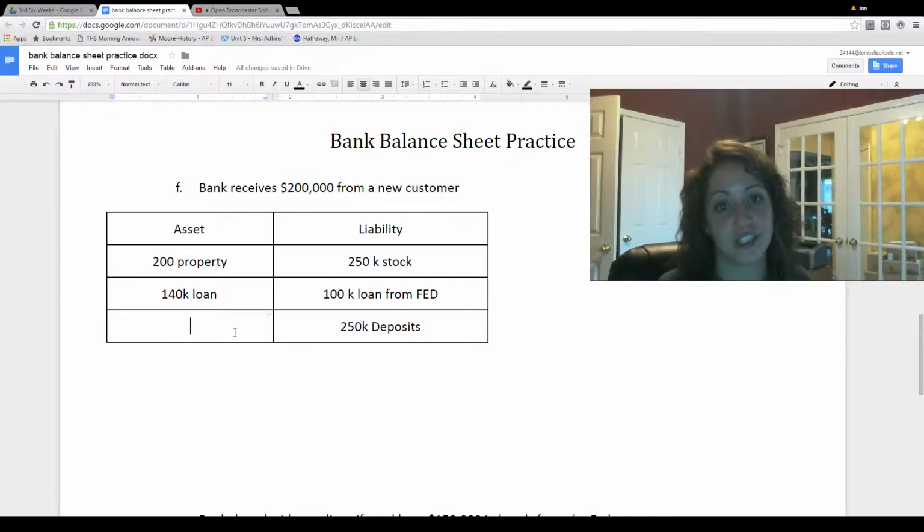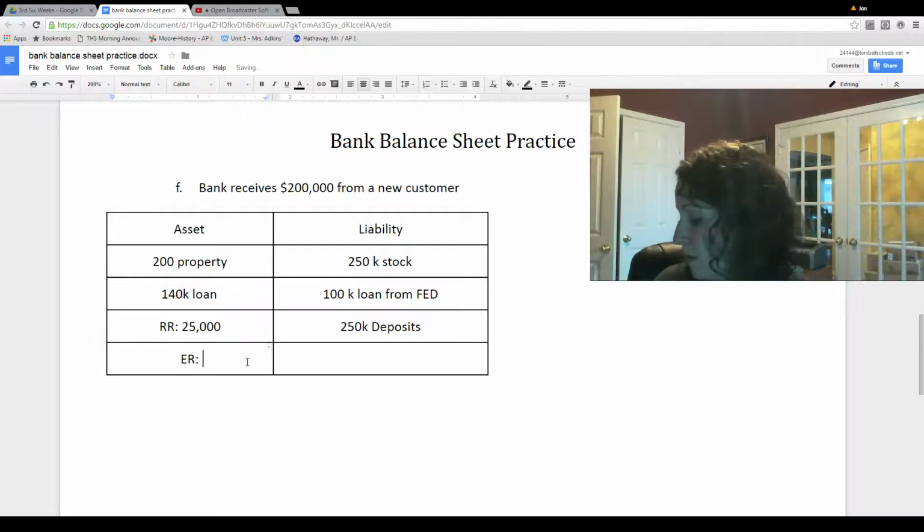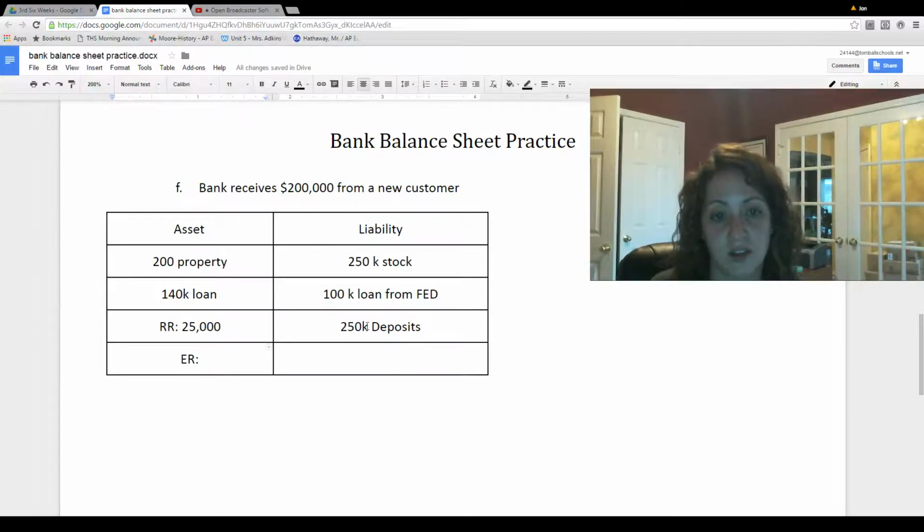But since we changed our deposits, we need to change our required reserves. Required reserves is going to be 10% of $250,000, which is $25,000. And excess reserves. Since I messed up on my numbers last time, I'm not going to be able to do it in my head. So 250 plus 250 is 500,000, plus 100 is going to be 600,000.